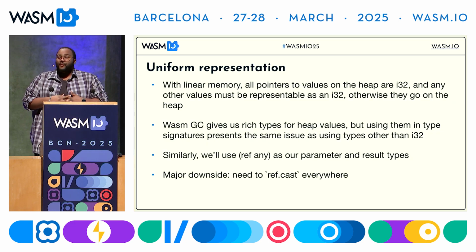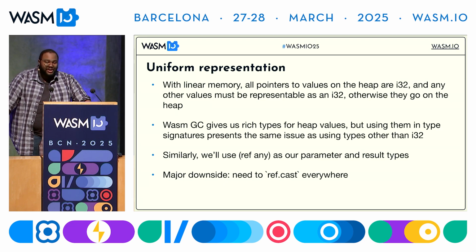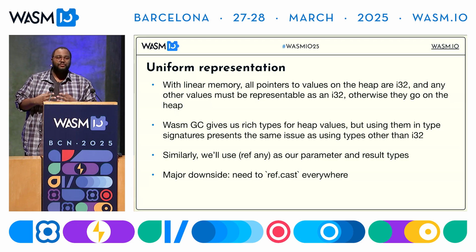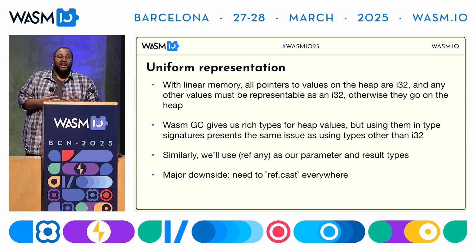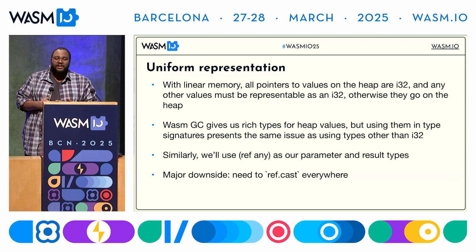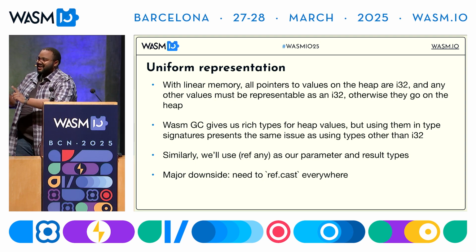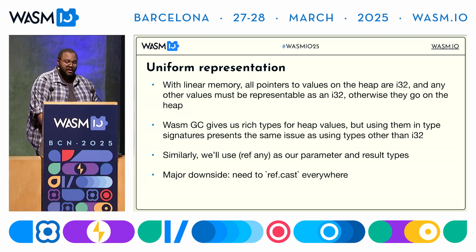Wasm GC gives us all these rich types for heap values, right? We can have structs with certain types of fields, arrays of whatever values. But if we use them in type signatures, we're going to run into the same problem as if we had an F64 that we wanted to pass to a function. It's just not going to work. It needs to have this specific type. So we can use ref any to accomplish this exact same task.